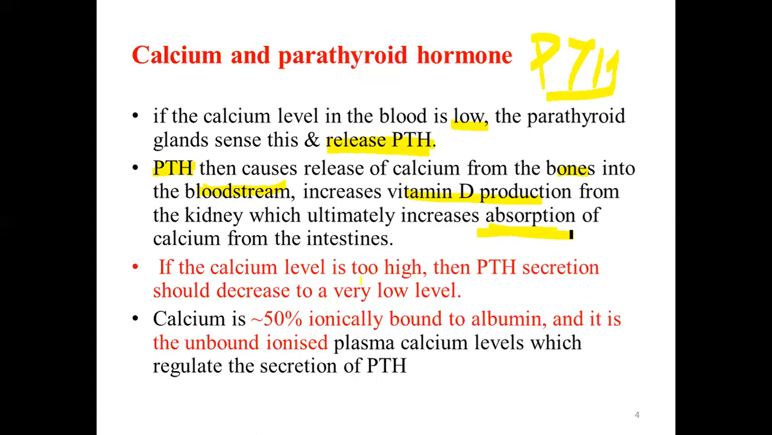So if the calcium level is too high, then what will happen? The negative feedback mechanism will be activated so that PTH will no longer be produced in the gland. Then remember, 50% of calcium is usually bound to plasma protein, mainly albumin, but the free calcium level is the one which is physiologically active in the body system.